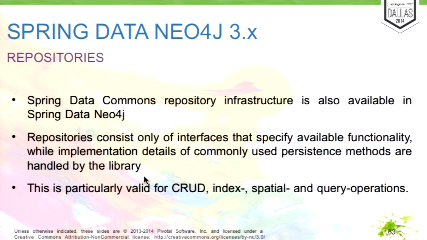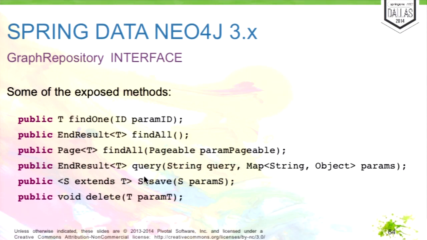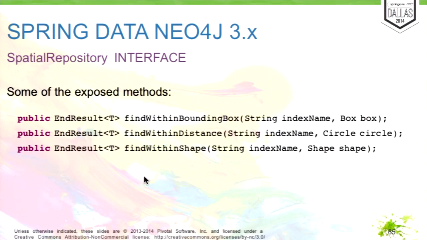The other thing that's really nice is that they also handle transactions for you. And they provide something that comes from Rails and Grails, which are derived finder methods, where you take the method name, split it up by capitalized letters, and then you can generate queries from that. Some exposed methods from the graph repository are find one, find all, query, which takes a Cypher query, save, delete, and so on. There are like 40 methods or so exposed by the graph repository.